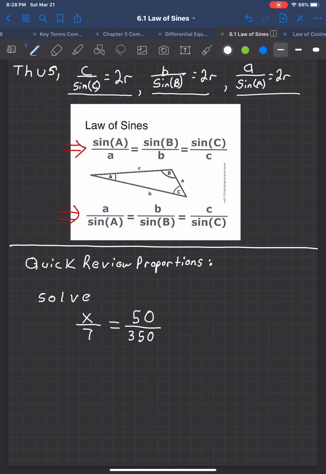So let's go ahead and review a quick topic out of probably middle school mathematics, the idea of proportions. Because we're going to use this law of sines equation, right? And we're going to be setting it up in proportions in order to solve.